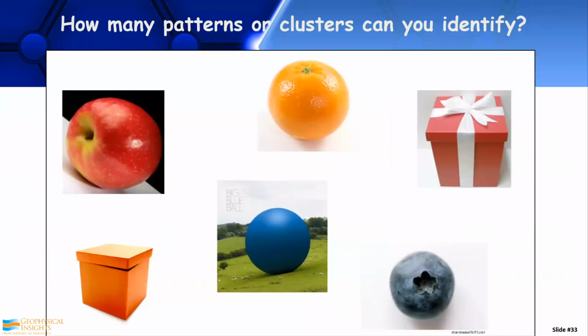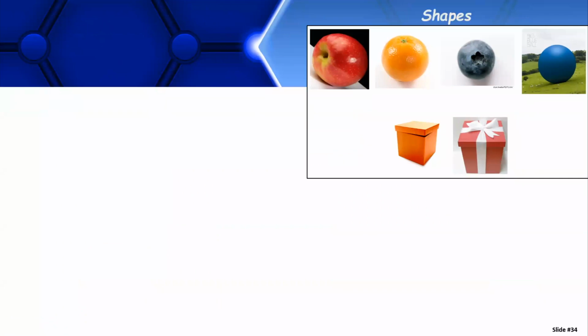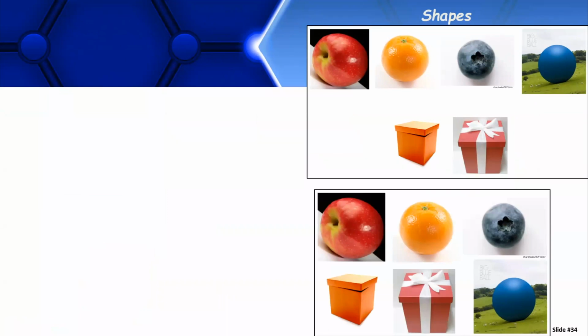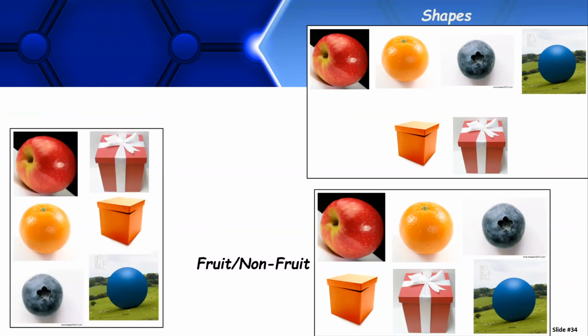Okay, so now we're going to have another exercise in machine learning example. Well, I guess this isn't machine learning, this is brain learning. So this is moving into unsupervised learning. If you look at these images, how many patterns or clusters can you identify? So you could classify them by shape, round or boxy. You could classify them by fruit or non-fruit. You could classify them by color, red, orange, and blue.